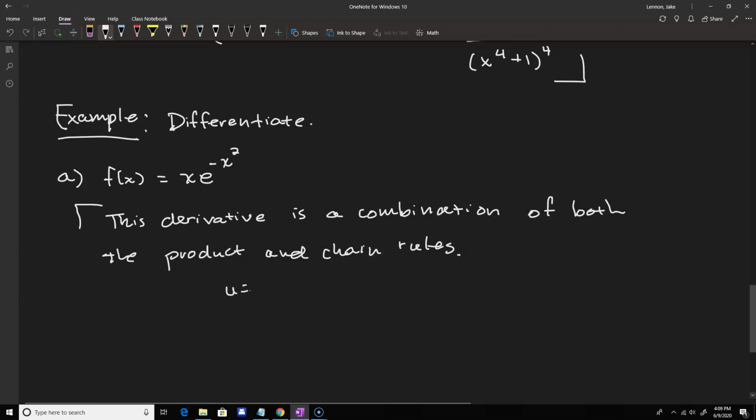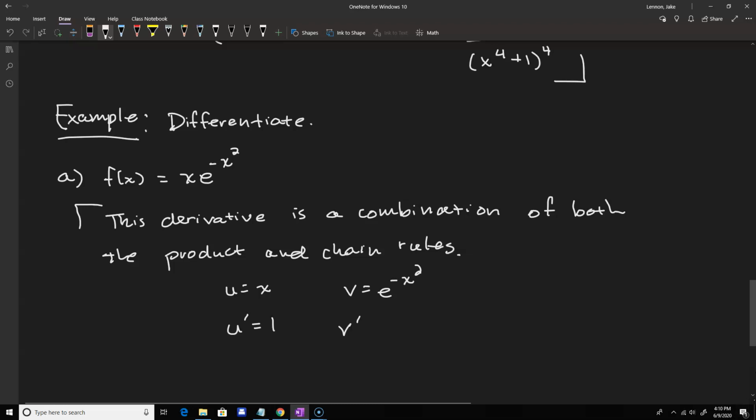So we start with the product rule. u would be x and v would be e to the minus x squared. So that means u prime is equal to 1. And then to find v prime, this is where the chain rule comes in. So we're going to have to use the chain rule to find the derivative of v.